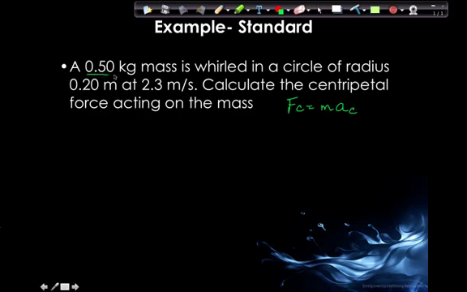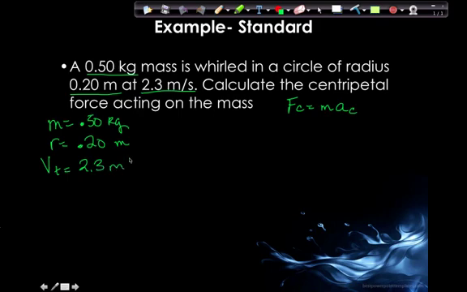I have a mass of 0.50 kilograms. It's whirled in a circle with a radius of 0.2 meters. And it moves at a speed of 2.3 meters per second. So I know that's my VT. And again, please make sure you're doing this step. So I know this is mass. It tells me this is the mass right here. It also has the unit of kilograms, so that's my mass.